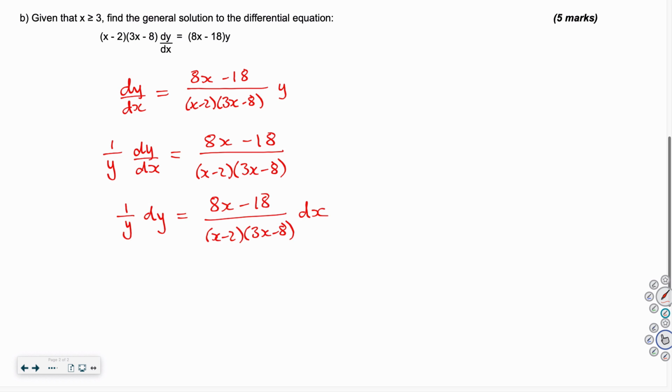So just recapping on what we did there, we wanted all of our y's on one side, all of our x's on the other, and the y's go on the side with dy/dx. The first thing we did for this step was we divided by (x minus 2)(3x minus 8), and for this step we then divided both sides by y, and for this step we times both sides by dx.